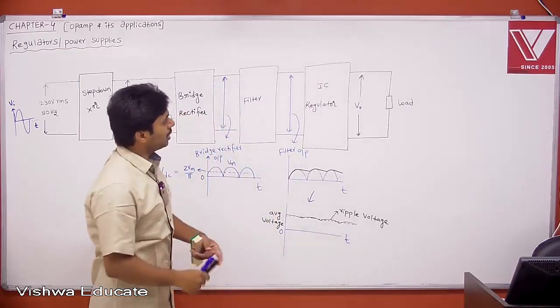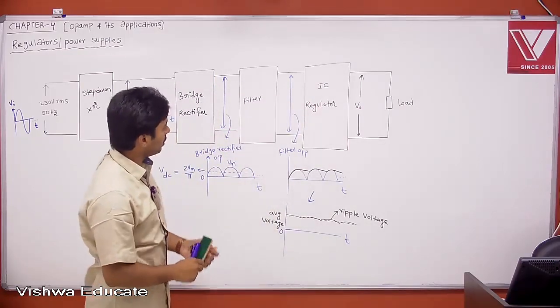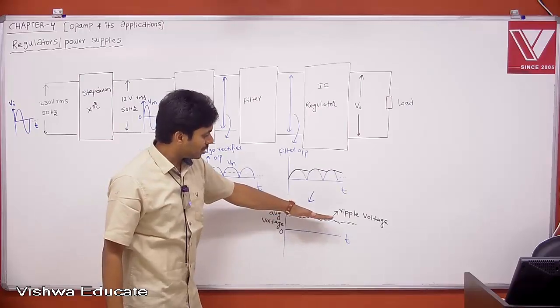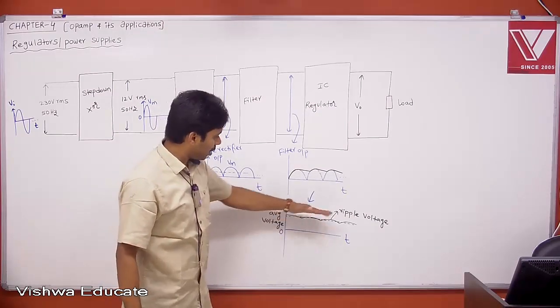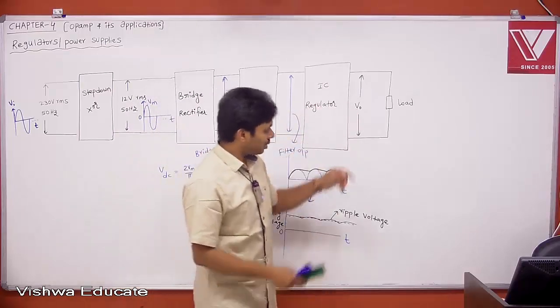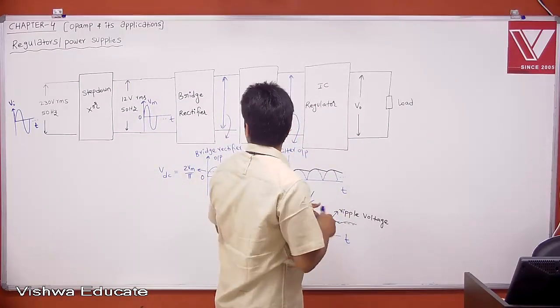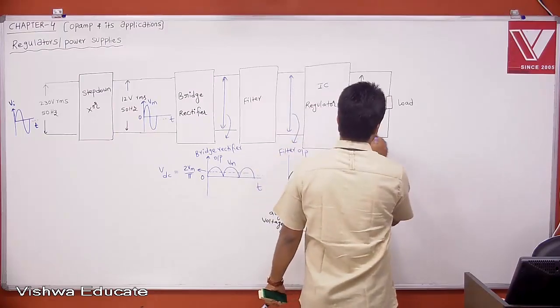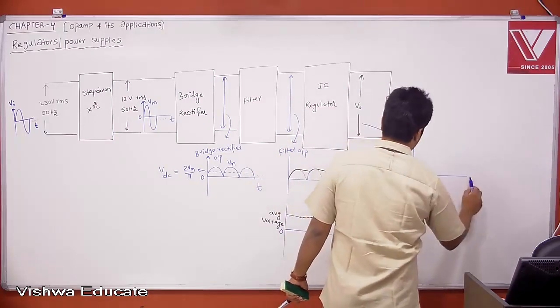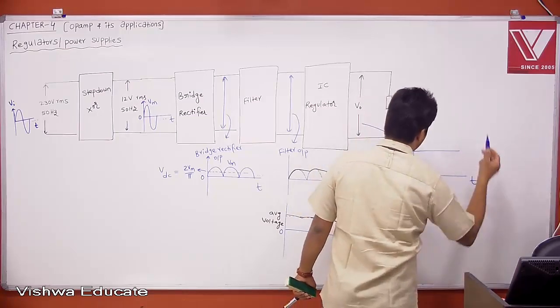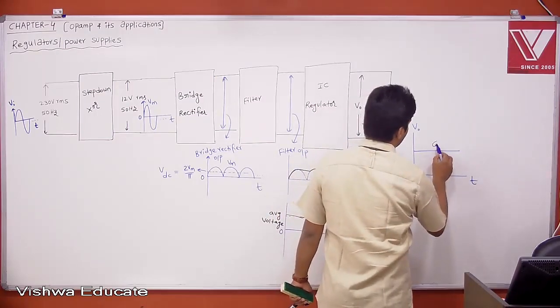Now, if you observe clearly, for your IC regulator, what is your input? Our input is a DC voltage, the average voltage, having some ripple on it. Then what is your output voltage? If you ask me the V0, this is your time t, and this is your V0. I am expecting the output voltage to be constant.